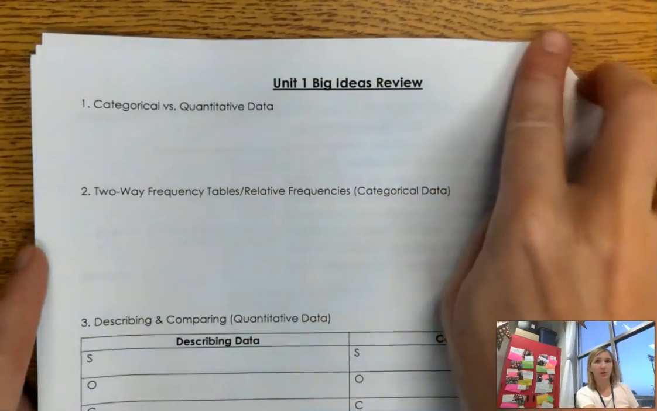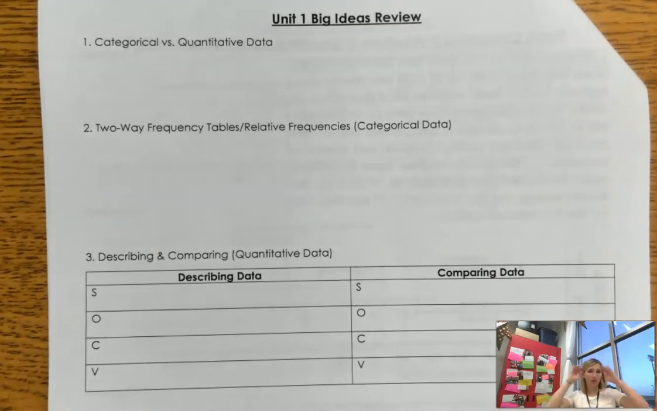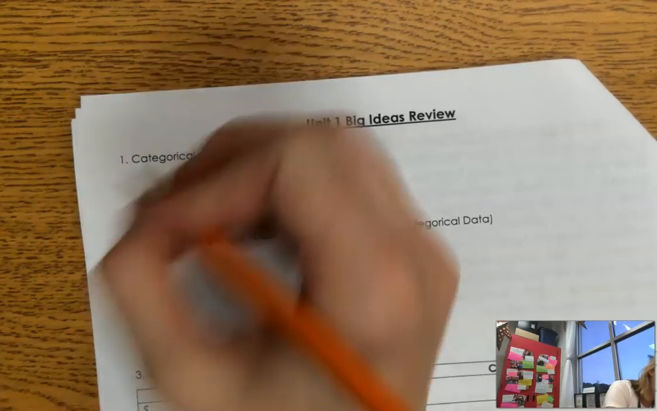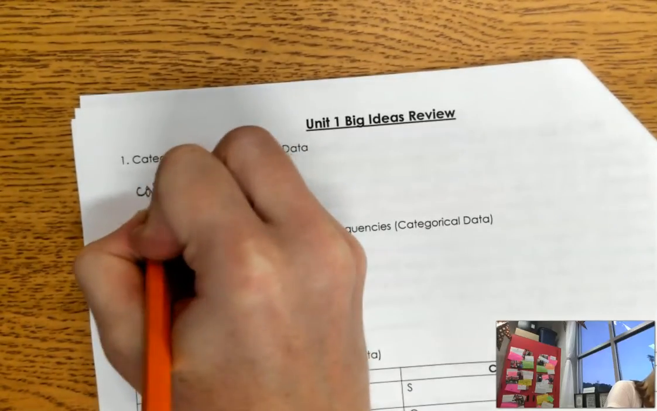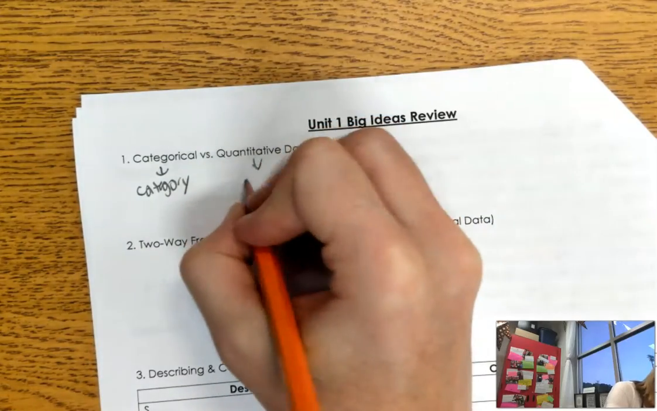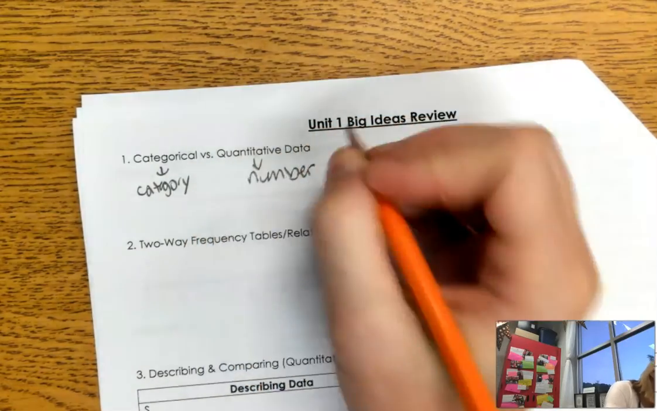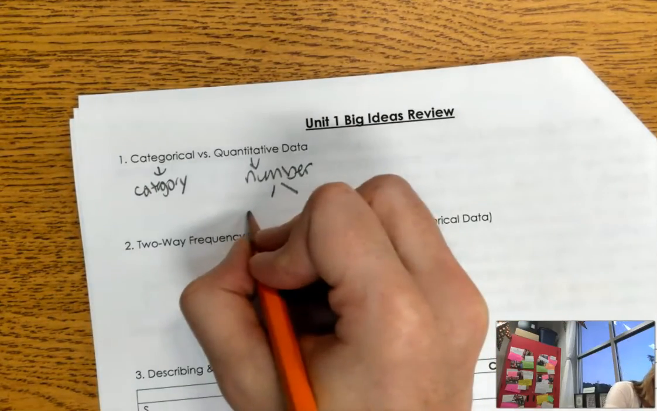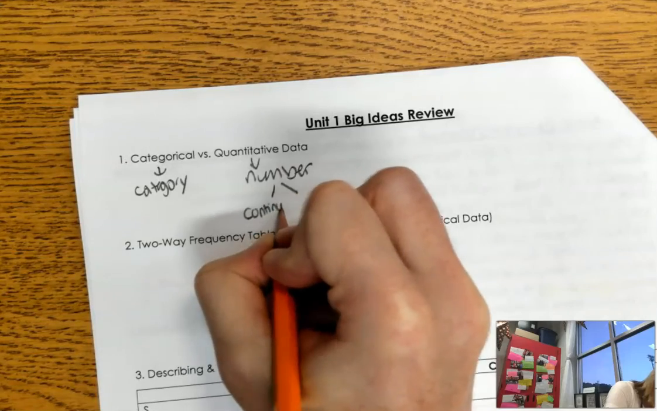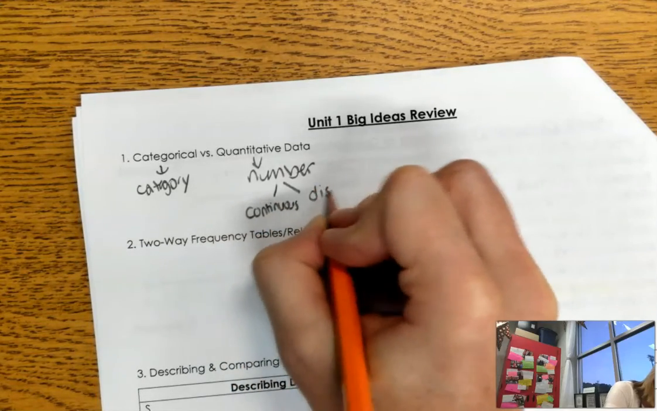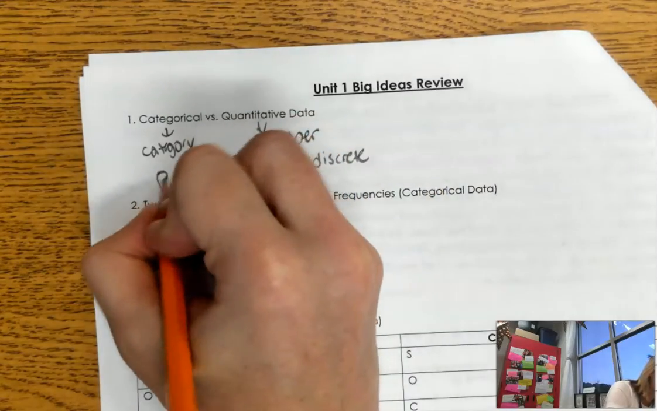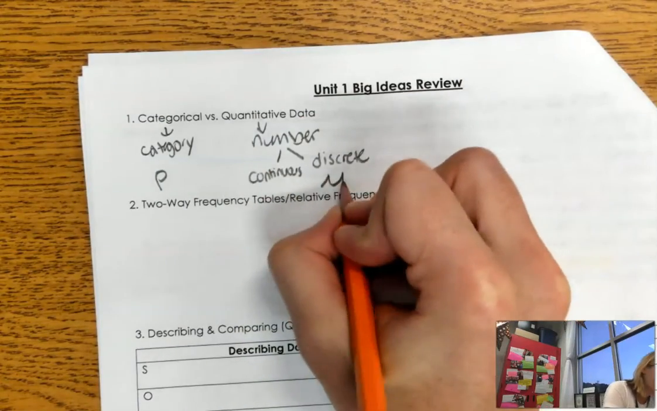All right, Unit 1, Big Ideas Review. So this is everything that we've covered so far. I just want to go ahead and do a brief review. So categorical versus quantitative data. Categorical, category. Quantitative, number. And remember, quantitative can even be further categorized into continuous and discrete. Remember, categorical data goes with p, quantitative data goes with mu.